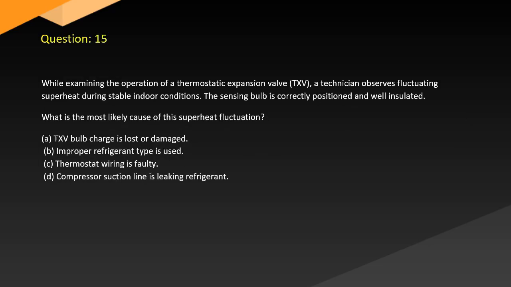Question 15. While examining the operation of a thermostatic expansion valve, a technician observes fluctuating superheat during stable indoor conditions. The sensing bulb is correctly positioned and well insulated. What is the most likely cause of this superheat fluctuation? A. TXV bulb charge is lost or damaged. B. Improper refrigerant type is used. C. Thermostat wiring is faulty. D. Compressor suction line is leaking refrigerant.